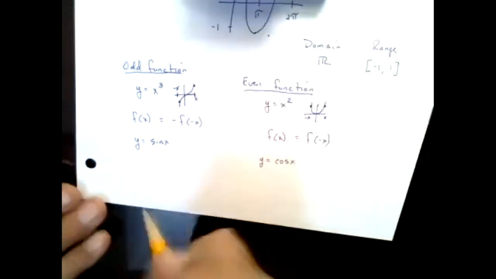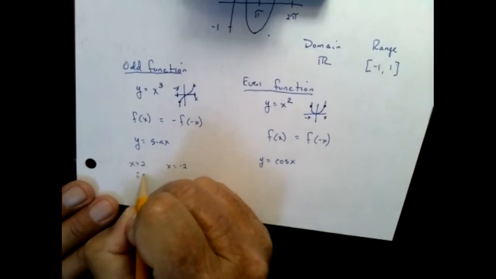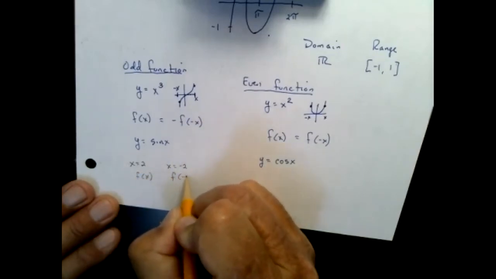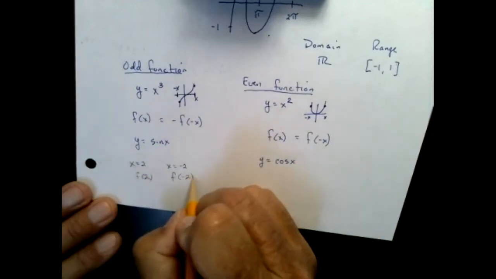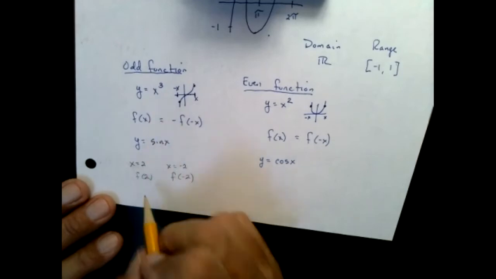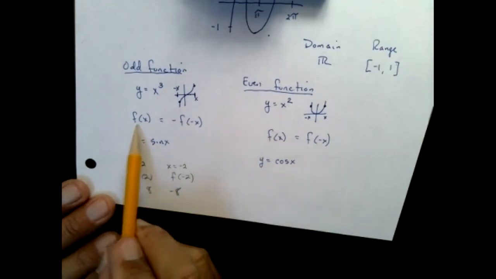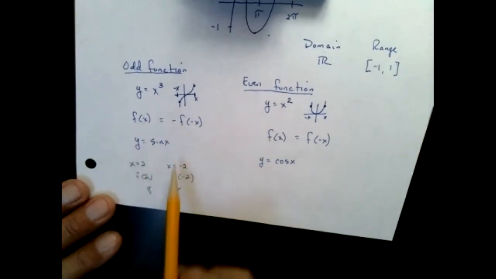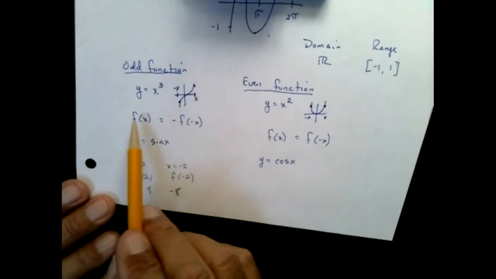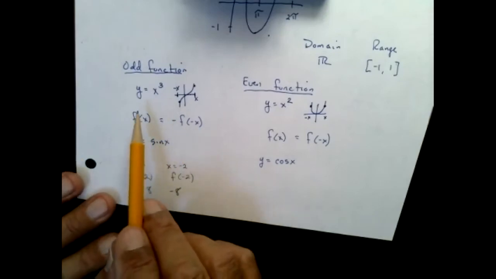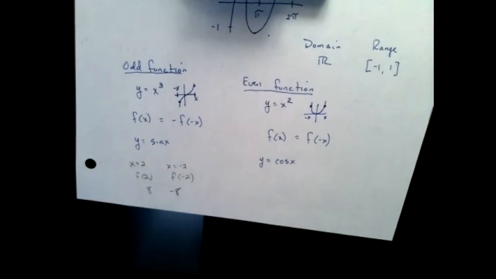Okay, let's let x equal 2 and x equal -2. So if I say f of 2 and f of -2, what are their values? Well, 2 cubed is 8. -2 cubed is -8. f of 2 is going to equal the opposite of f of -2. So this was our way of dictating what an odd function is. If I pick a number and I pick its opposite, the values are opposites of each other.